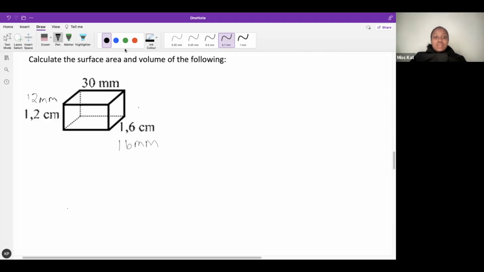Okay, let's start with surface area. Before we even go anywhere with surface area, tell me which one is my length? Out of the 30, the 12, and the 16, which one is my length? The 30. So your length is over here. Okay. And what is my breadth? Remember, Sanali, length is left to right. Breadth is usually front to back. There we go. So it's 16.